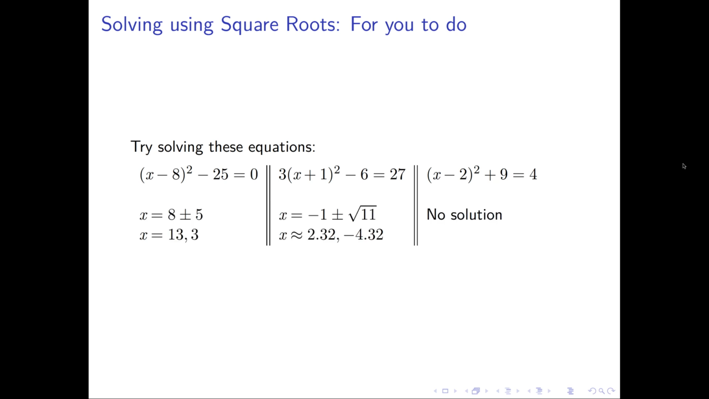Okay, and here are the solutions. Notice that the third equation, the one on the right, when you subtracted 9 from each side, you get x minus 2 squared equals negative 5. And something squared equals a negative number is an indication that there is no solution.